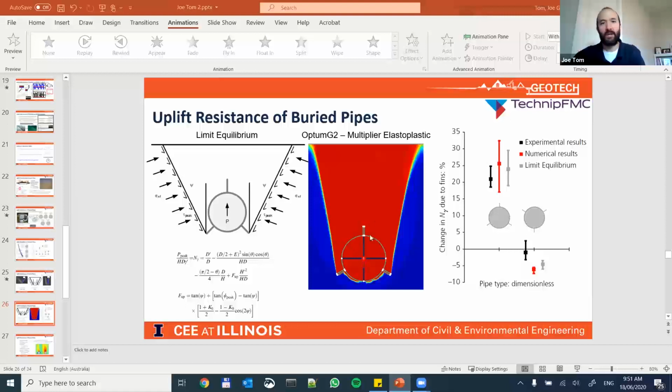So that is maybe an issue with general implementation. These sorts of fin type things are used on pipelines, but mainly for a different purpose: for pipelines in the water, to prevent vortex-induced vibrations. So there is a history of attaching these sorts of things, just not for the purpose of enhancing the geotechnical resistance. But it's definitely something that could be interesting.